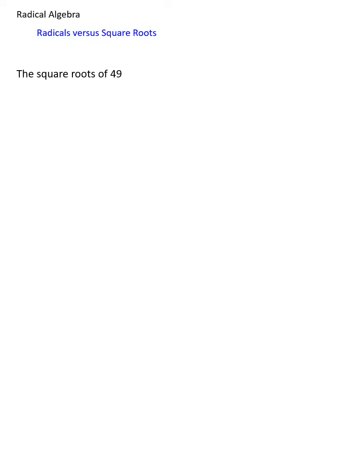Let's examine what the square roots of 49 are. I'll tell you what I mean by that. But before I do, the s, the fact that it's plural, is very significant. There is more than one square root of 49. The square roots of 49 refer to all numbers which, when squared, the result is 49.